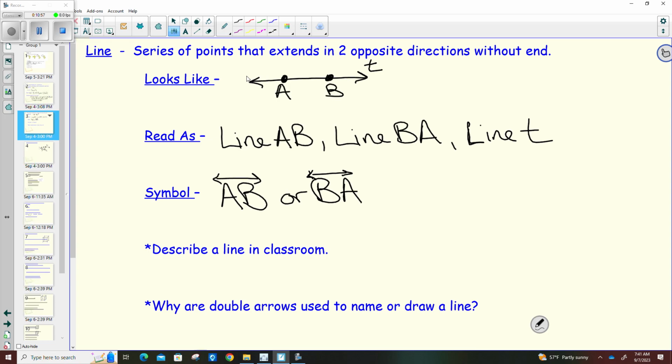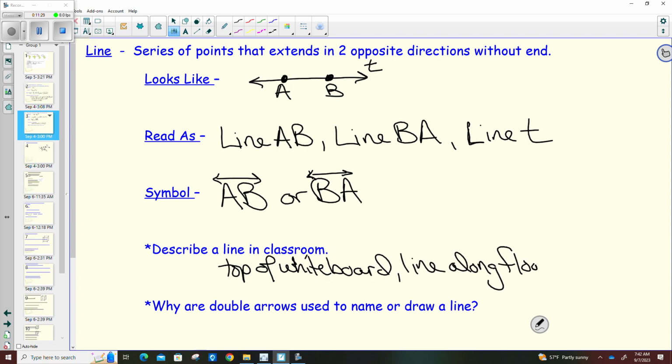All right, give me something in this room that would be a line. Top of the whiteboard. Now, technically, the top of the whiteboard ends, right? But we're going to visualize it continuing on out, going all the way across the room. What else? Floor tiles. There's a line along the floor tiles, or where they meet, that goes on all the way across the room.